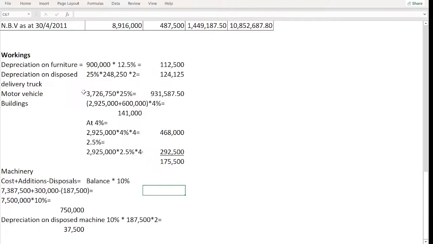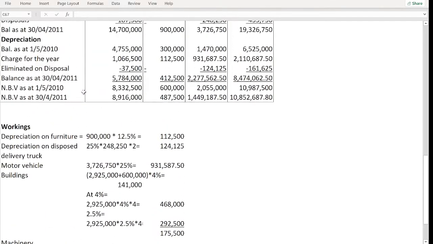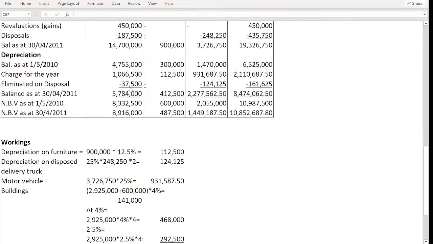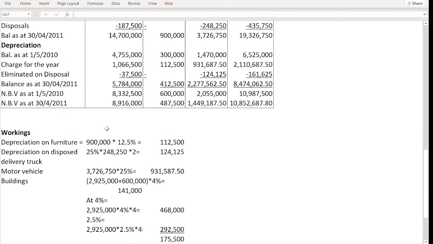So we start with the depreciation on the furniture, which we had as 900. So the acquisition cost is 900,000. The rate is 12.5, so we get 112,500.